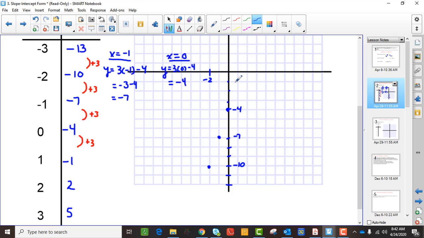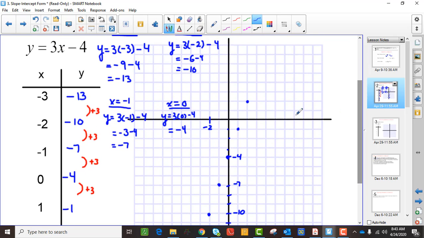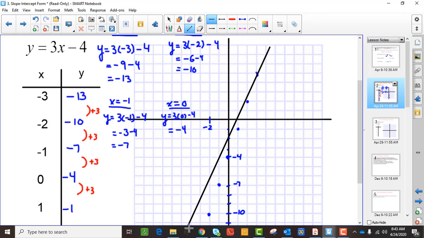Then at 1, it's at minus 1, which is right here. And then at 2, it's at 2, which is right here. And then at 3, it's at 5. 1, 2, 3, 4, 5. So it's right there. And then essentially, you're going to draw a line through all of those points. So I'm going to try to draw that line through those points.